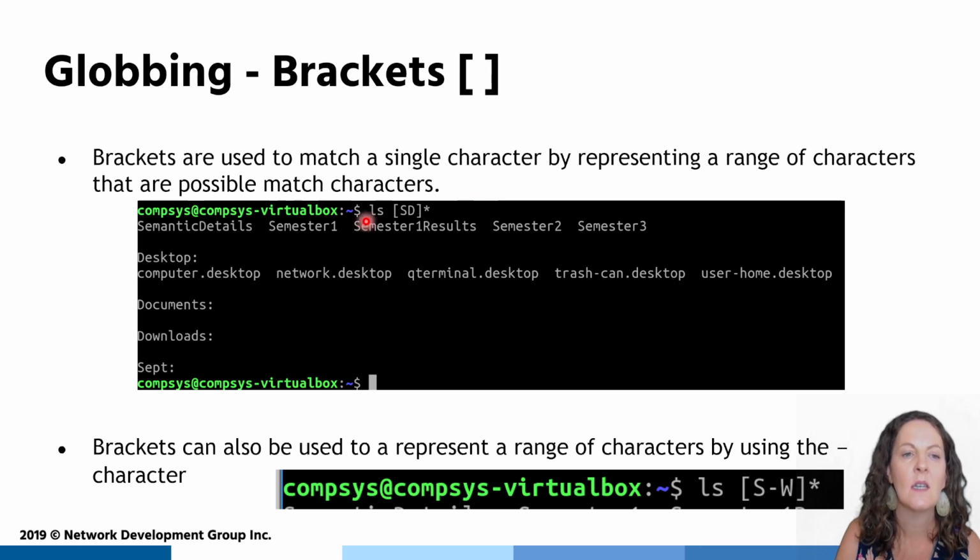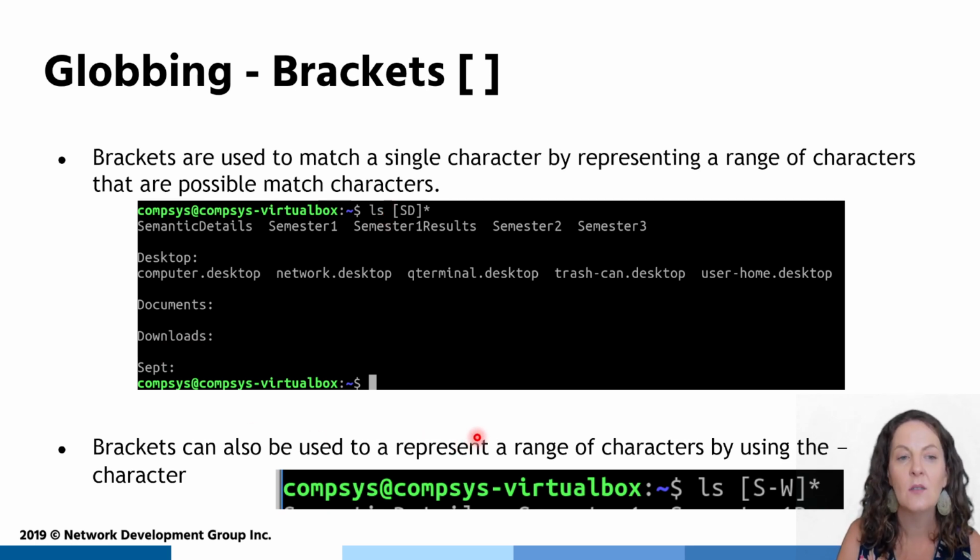So I could decide that in here, brackets are used to match a single character representing a range. So I could say I want to list any files that begin with capital S or capital D. And it doesn't matter, there's my star afterwards, means S followed by however many characters. So you can see semantic details, semester 1 results, and so on, September SCPT. So S followed by any number of characters, or D followed by any number of characters. And you can see there's desktop, documents, and downloads. That's how you can do that.